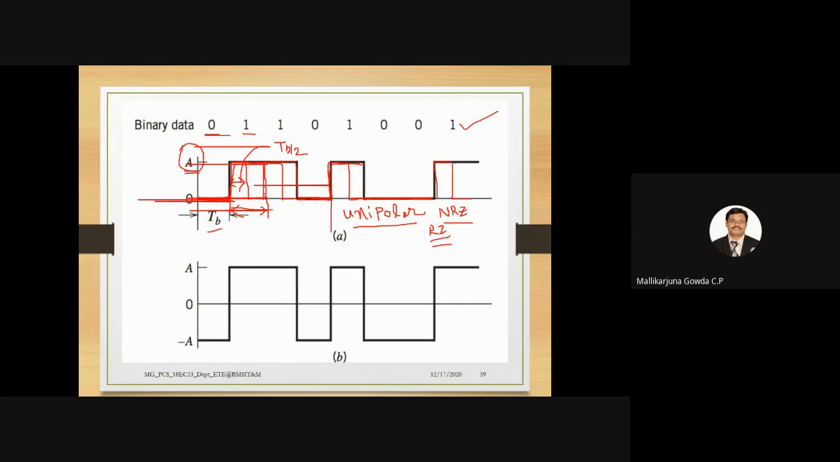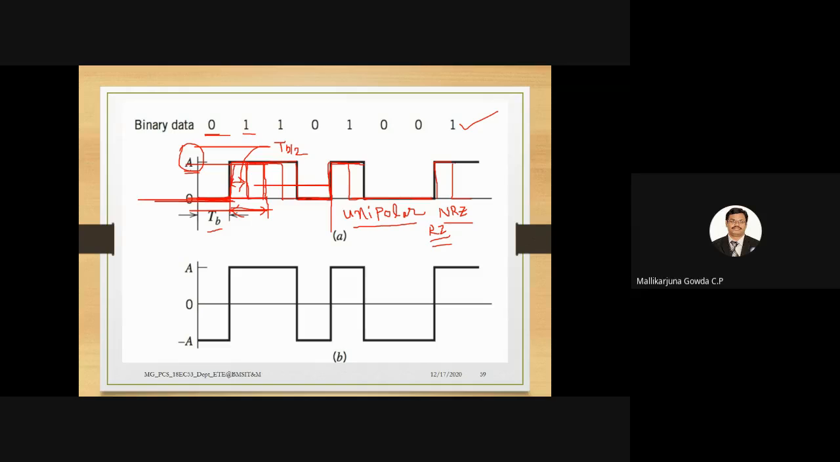I said, in case of unipolar return to 0, 0 will be represented by no pulse and 1 will be represented by a pulse. Here, binary data 1 will have an amplitude of A only for half of the bit duration. The other half of the bit duration will come back to 0. Here, 0 to this TB is the bit duration, right? Only half of the bit duration will be high. The other half will come back to 0. Hope I am clear.